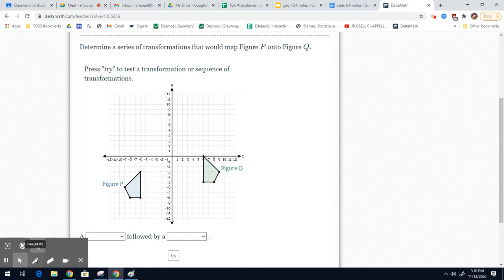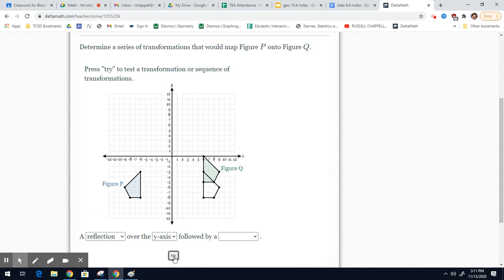Now, the only bad part is they don't give us corresponding vertices, so I've got to make some up. I'm going to call this point A, and I think this top point would be point A prime. Let's call this point B, and this corresponding point would be B prime. So how are we getting from A to A prime and B to B prime? Well, it looks like this thing is being flipped this way, which means it's going across the y-axis. So I think that's going to involve a reflection across the y-axis. So let's take a look. If I choose reflect across the y-axis, let's try it out.